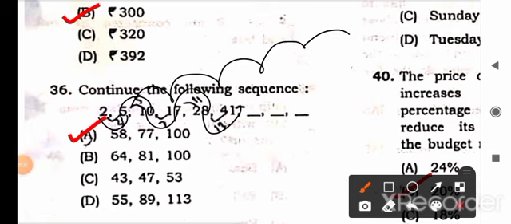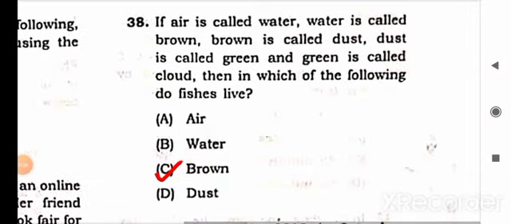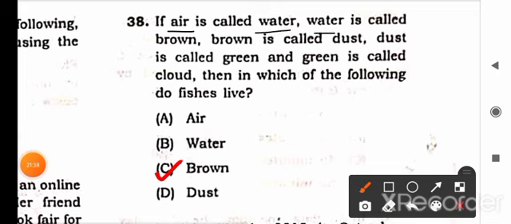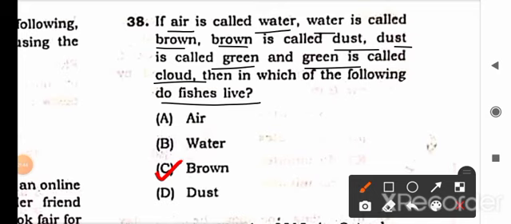Then next: if air is called water, water is brown, brown is dust, dust is green, green is cloud, then where do fishes live? Fish, we all know that fishes live in water. So water is brown. So the answer will be brown.